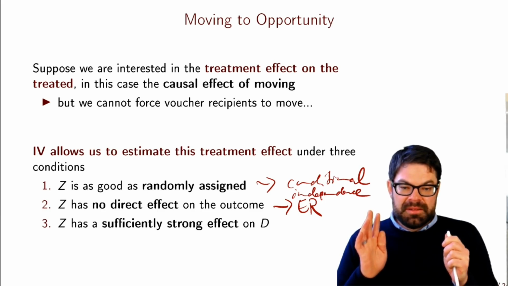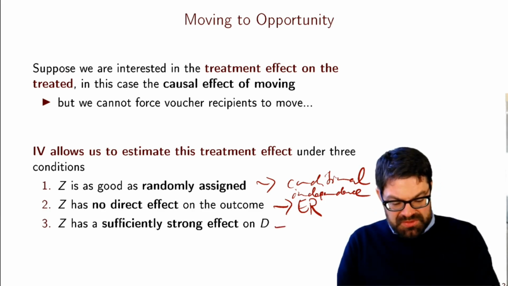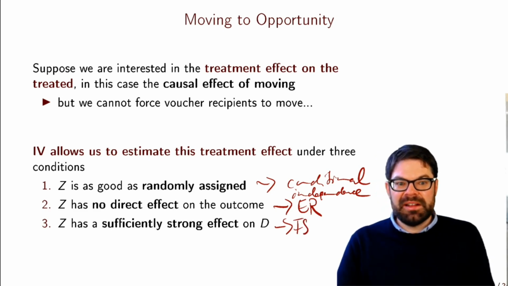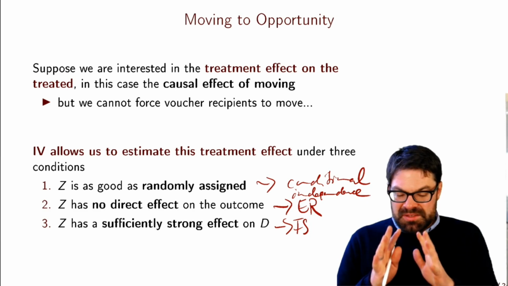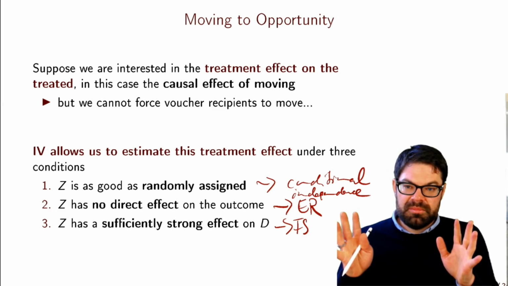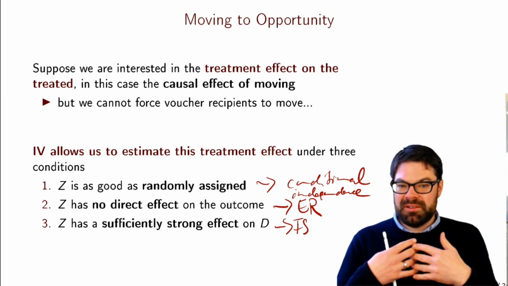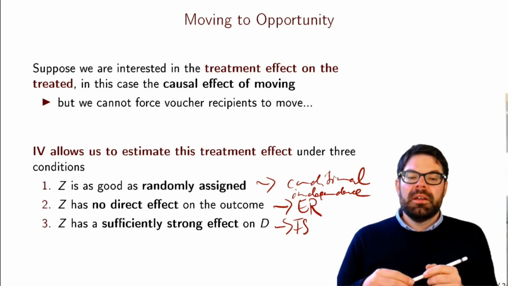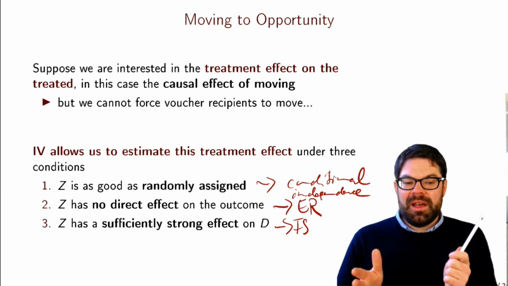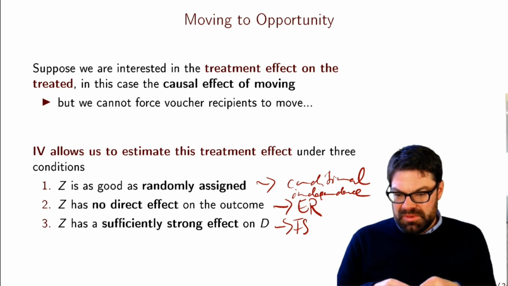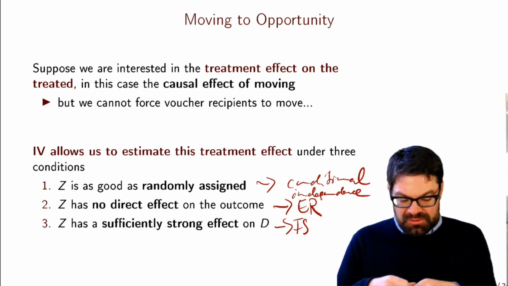And then the third one is the first stage, which is that obviously the vouchers should have a sufficiently strong effect on the likelihood of people actually moving. Okay? And so if these three conditions are fulfilled, then we can actually also estimate what is the causal effect of moving and not just the causal effect of receiving a voucher. Okay, so how do we do that? And are those conditions fulfilled here?